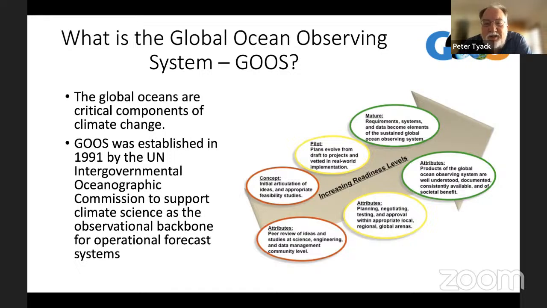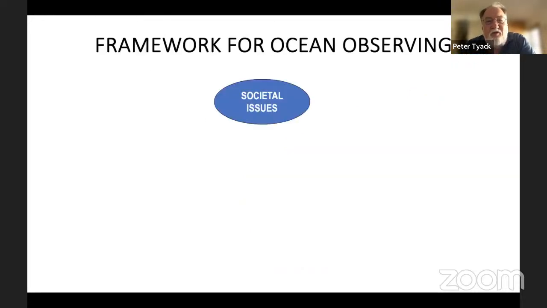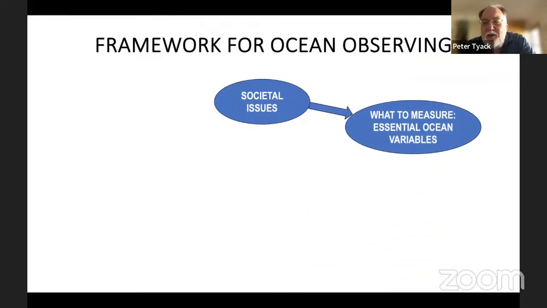So while my world is usually in the sort of peer-reviewed innovative science idea, involvement in groups requires focusing on developing a much more mature system. And the framework for setting this up starts with societal issues like responding to and managing climate change. And the point about these essential ocean variables is, when you start with a societal issue, the essential ocean variables are the decision of what needs to be measured in order to address the issues.